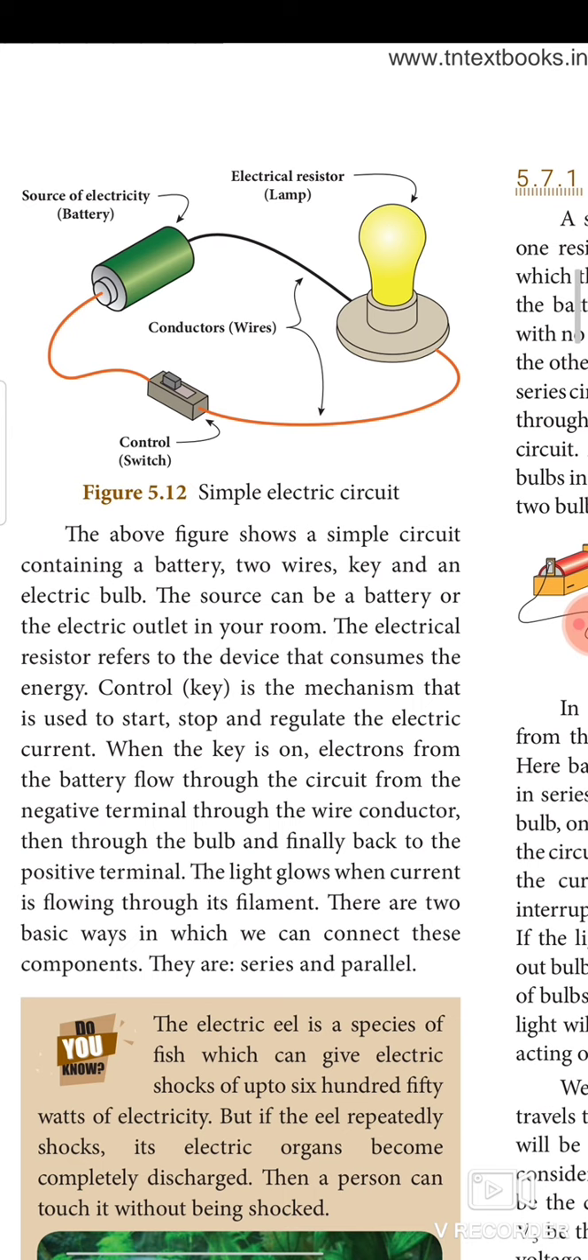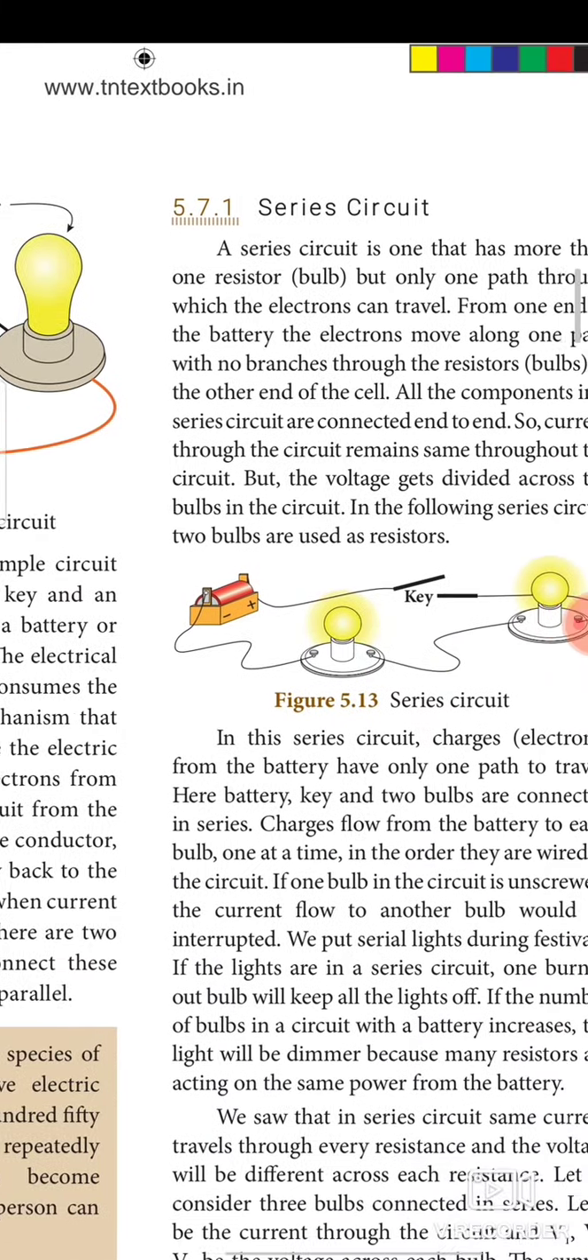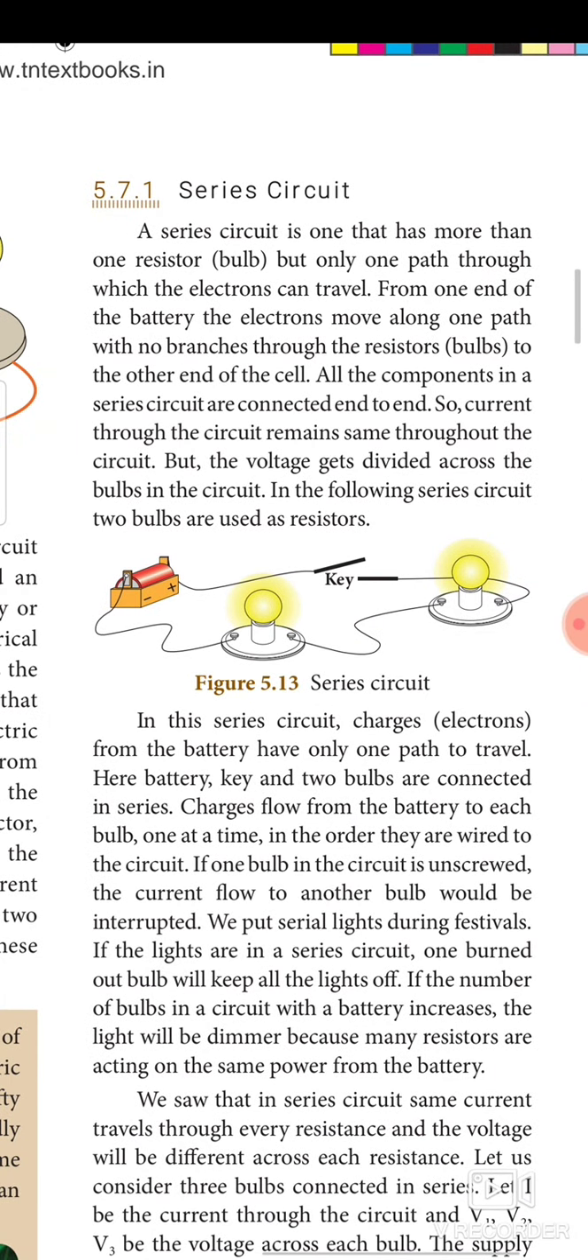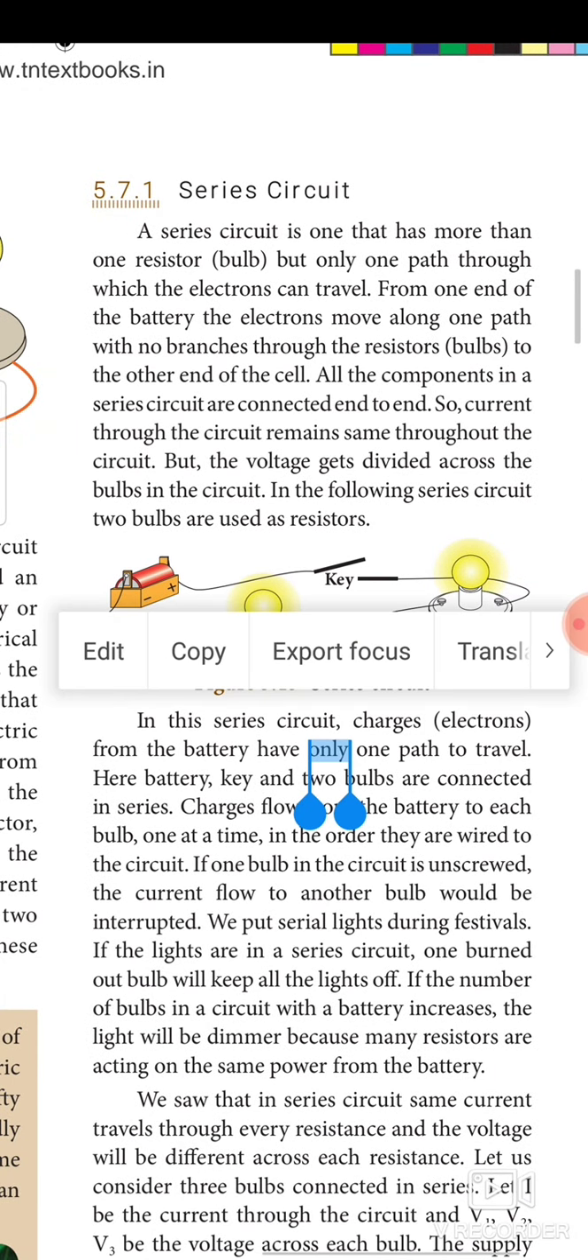There are two basic ways in which we can connect these components. They are series and parallel. What is a series circuit? A series circuit is one that has more than one resistor. The resistor here is a bulb, or any electric device, but there is only one path through which the electrons can travel. From one end of the battery to the other, the electrons move along the one path with no branches through the resistors to the other end of the cell.